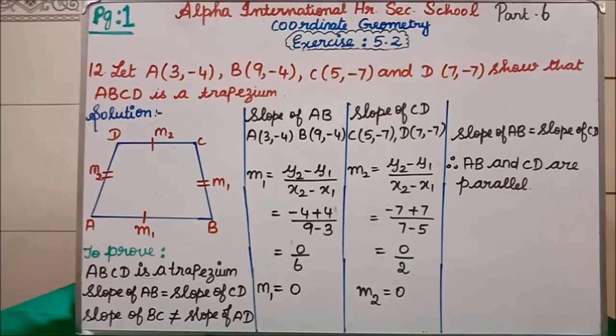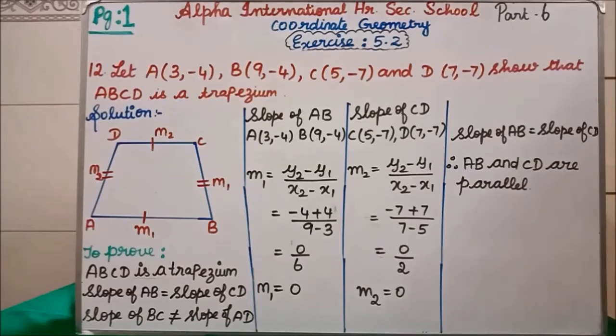Now, we will continue with the 12th question. Still, we have 12th question, 13th question and 14th question. With this, our exercise 5.2 will be over. Now we'll see the 12th question. The question says, let A (3, -4), B (9, -4), C (5, -7) and D (7, -7). Show that ABCD is a trapezium.